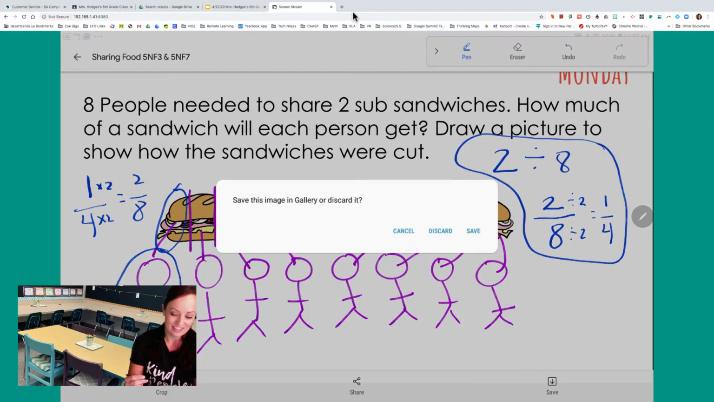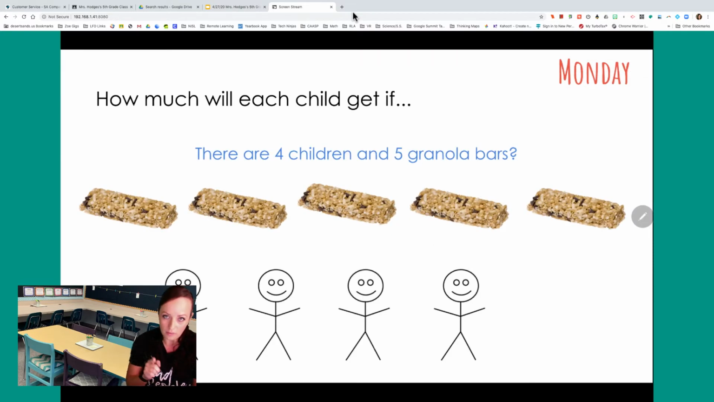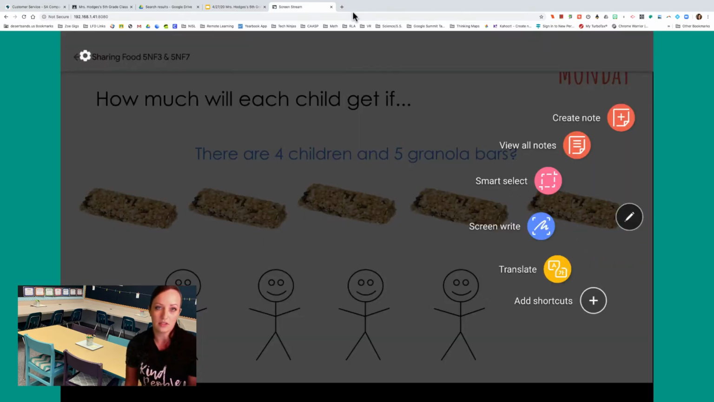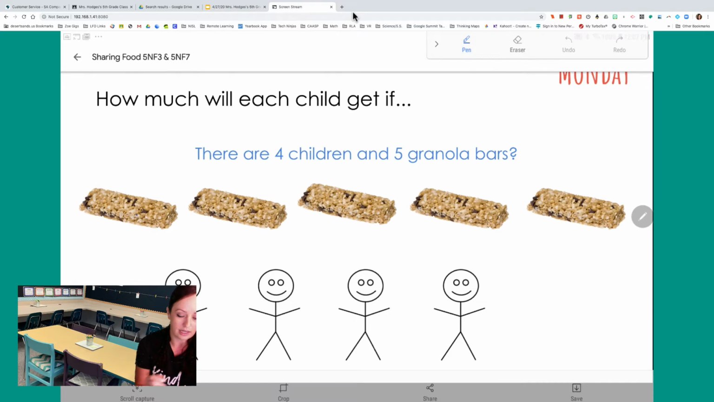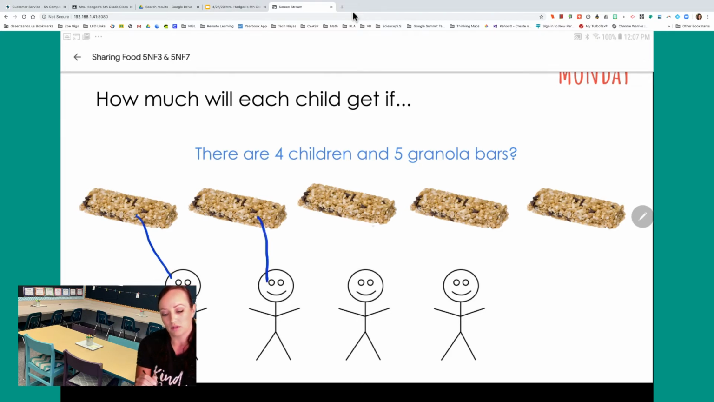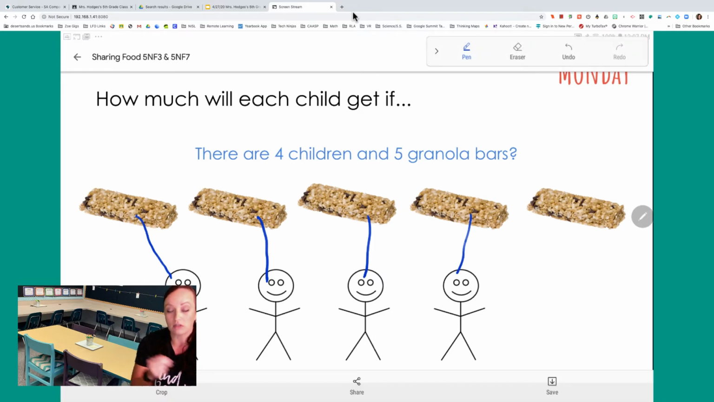All right. Let's try another one just to test that out. Let me look at this one and think about what it's asking us to do. How much would each child get if there are 4 kids and there are 5 granola bars? Well, let's do it with the picture way first. I know that in the past we've answered this question before, so I would say that this whole bar would go to this guy, this whole bar would go to that guy, and each person would have a bar. But then I would have 1 full bar left over that I would need to still divide evenly between those 4 people.